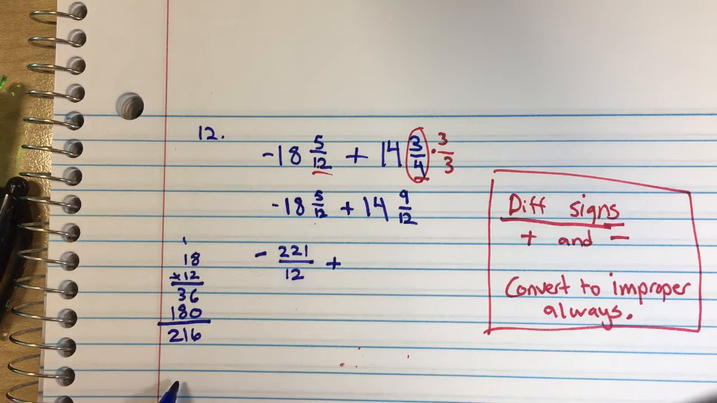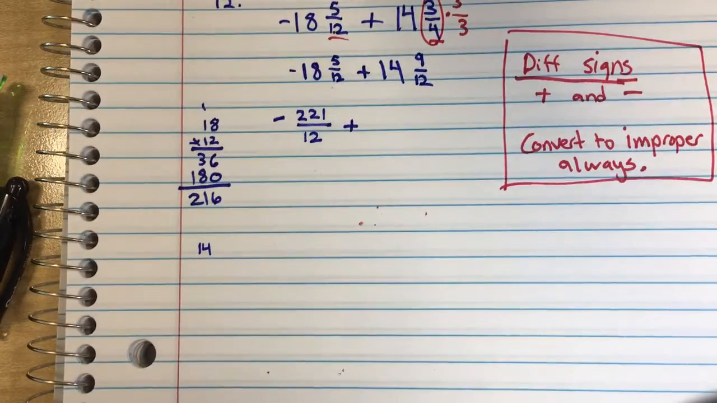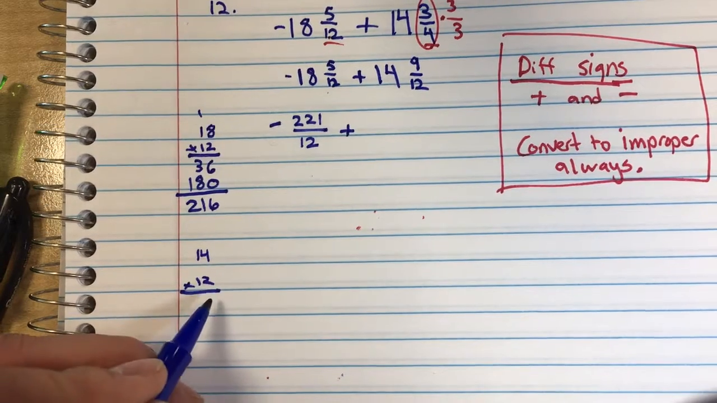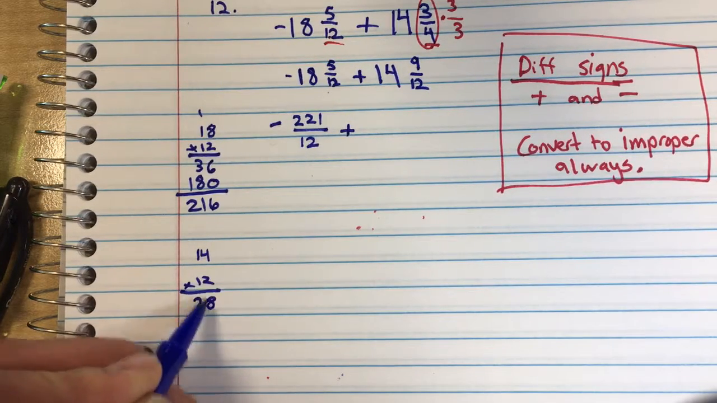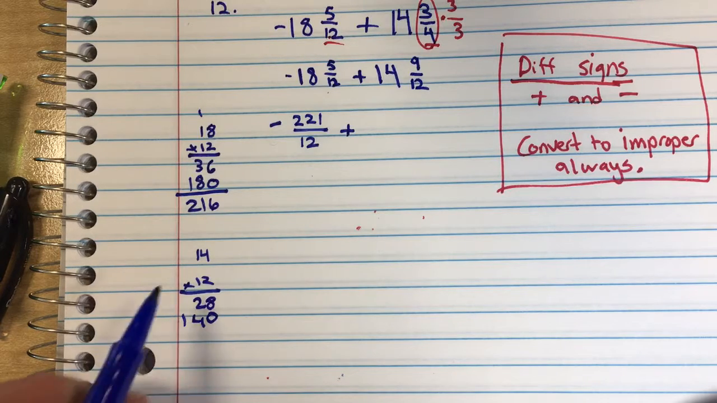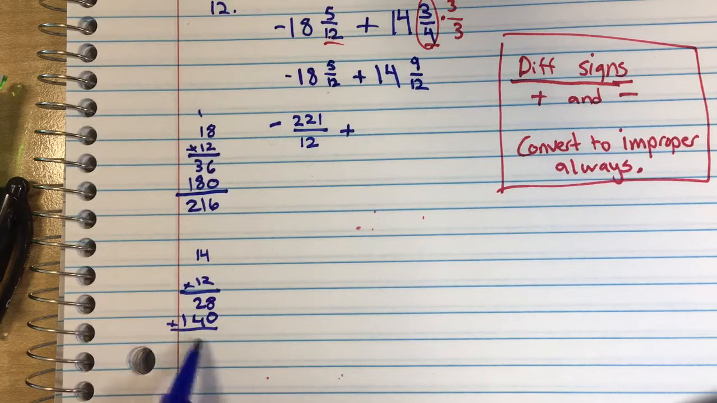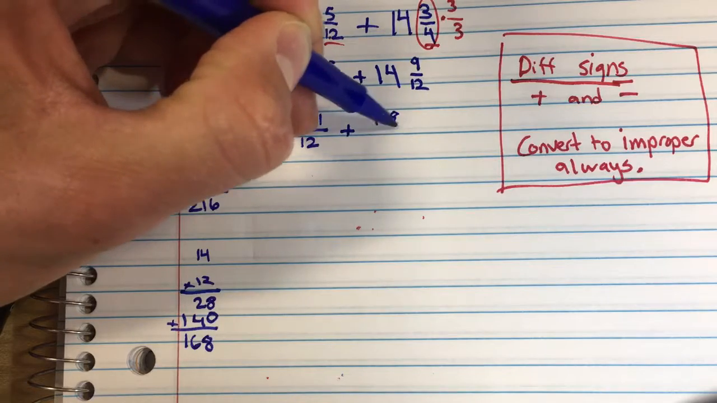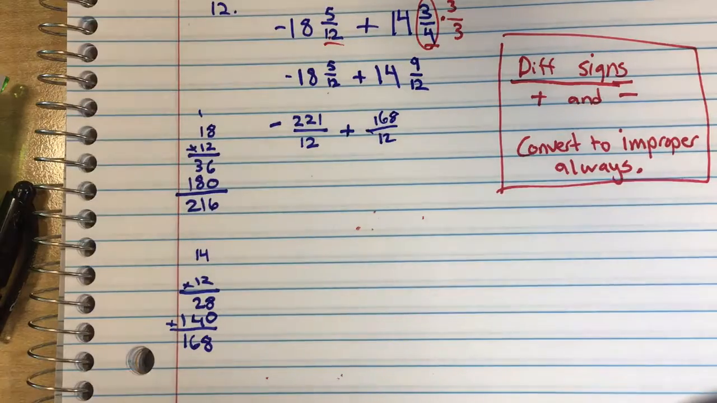Add that negative in, plus, oh man, more scratch work. 14 times 12. Okay, so 14 times 12. Well, 2 times 4 is 8. 2 times 1 is 2. Put my 0 down. 4 times 1 is 4. 1 times 1 is 1. 128 plus, 140 plus 28 is going to be 168. Okay, 168 twelfths.